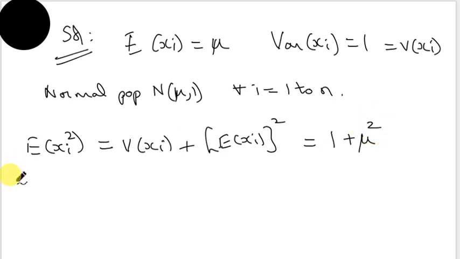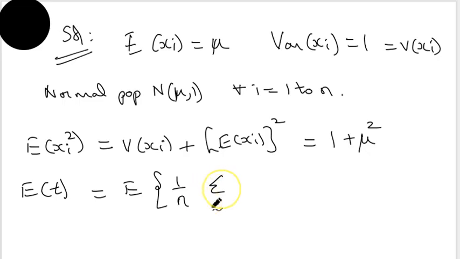Now let me go on to find the expectation of t. What is this? This, from the given data, is E of 1 by n summation i equal to 1 to n of xi squared.